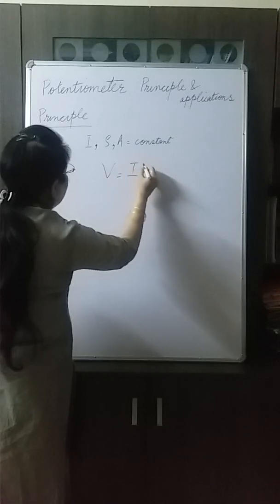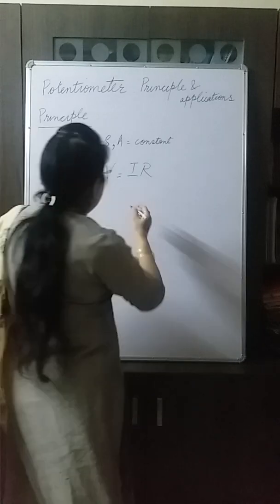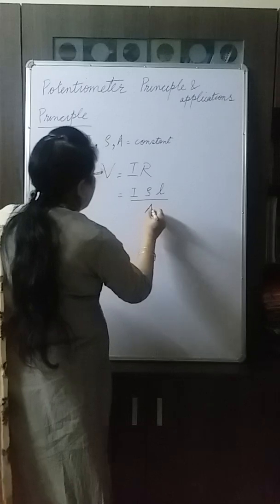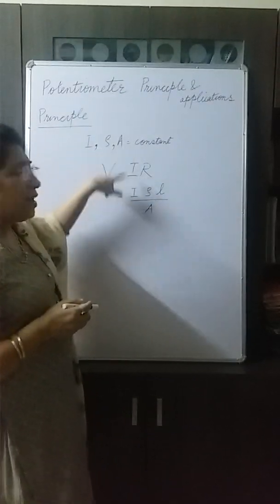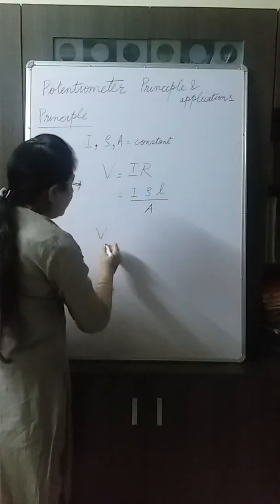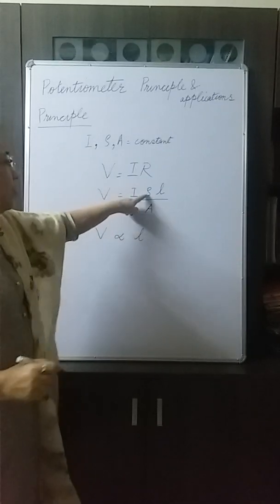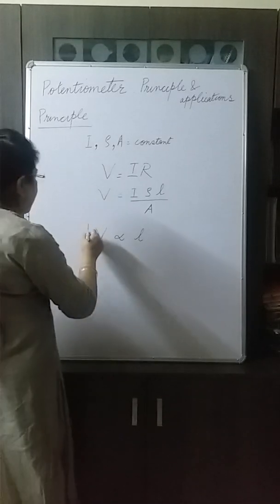For any part of a wire, the potential difference across the two ends of the wire will be V equals IR, and R we can write as rho L by A. Since in the beginning itself we are saying I, rho and A are constant, we get here that V is proportional to L. This is the principle of the potentiometer.